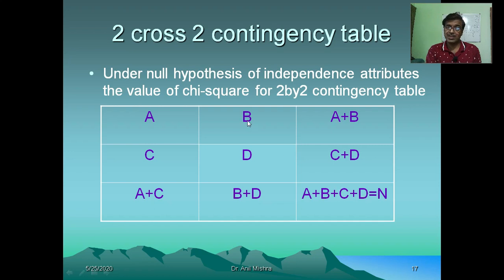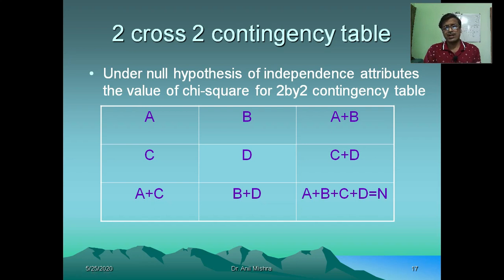Similarly for B, it is the row total into the column total divided by N. Similarly for C, the row total C plus D into the column total A plus C divided by N. And similarly for D, it is the row total C plus D into the column total, that is B plus D, divided by N. That is the way of calculating the expected frequencies.